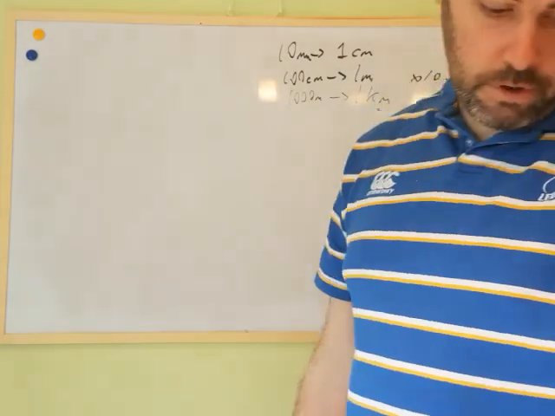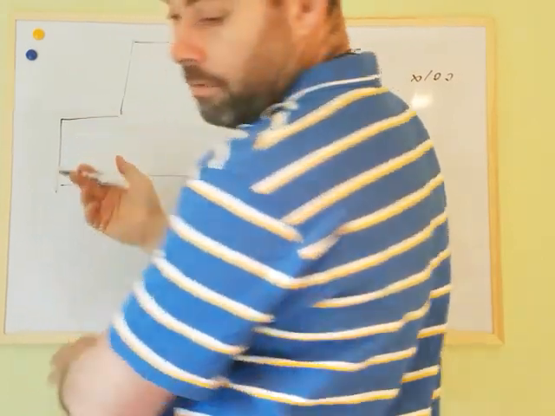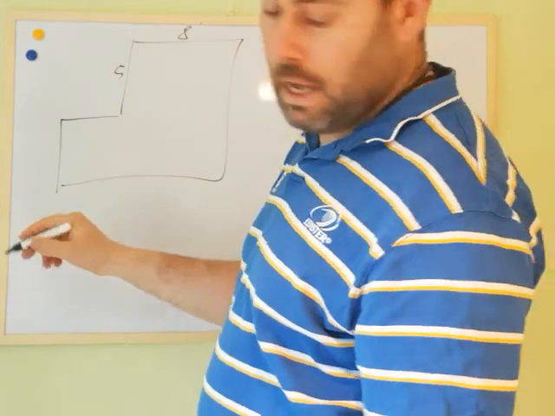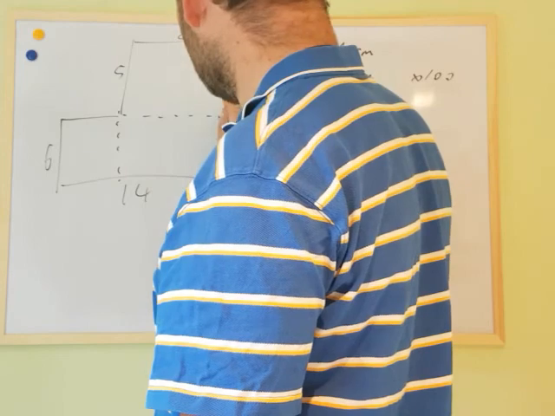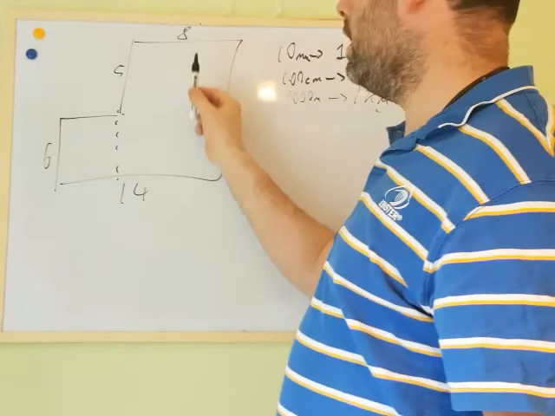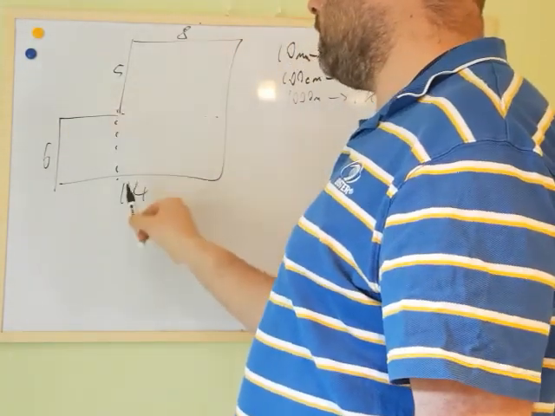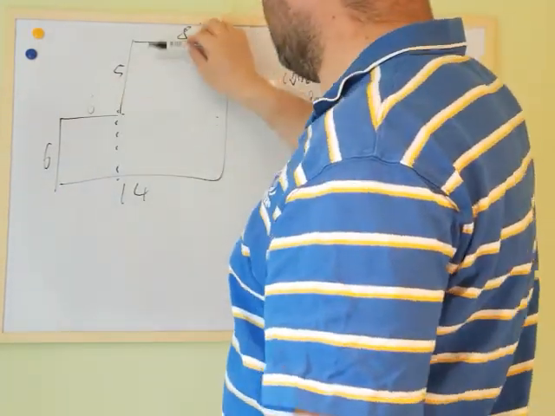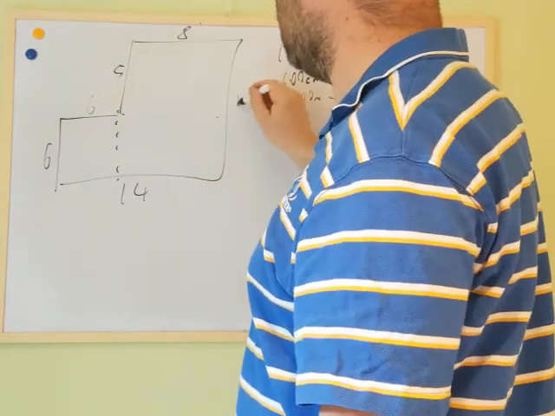So, next one, question 12. Another question where we need to work out a missing length. We have 8, and 5 is here, and 6 is here, and 14 is here. If we look here, from there to there is 8, from there to there is 14, so this bit here must be 14 minus 8, which is 6. From here to here is 5, and from here to here is 6, so from there to there must be 5 plus 6, which is 11.